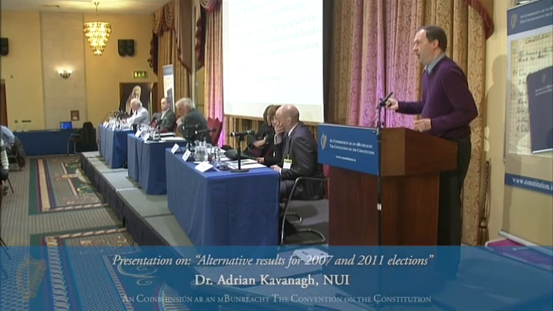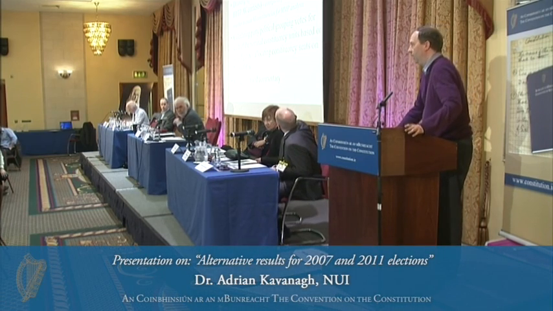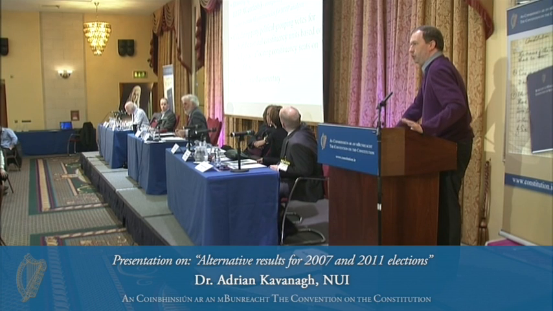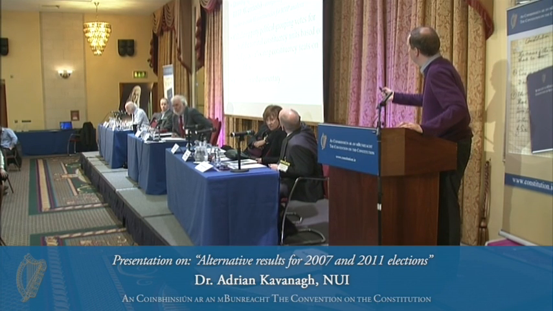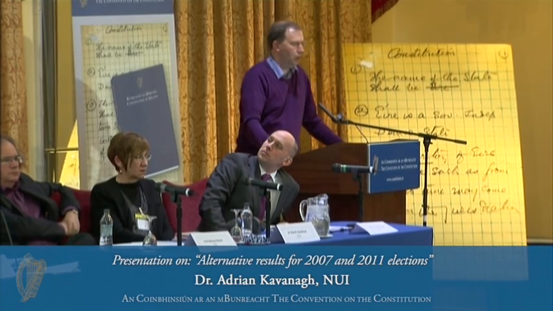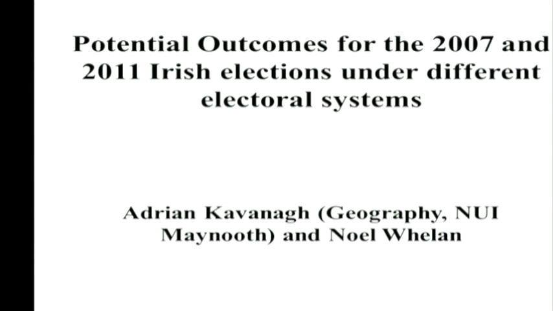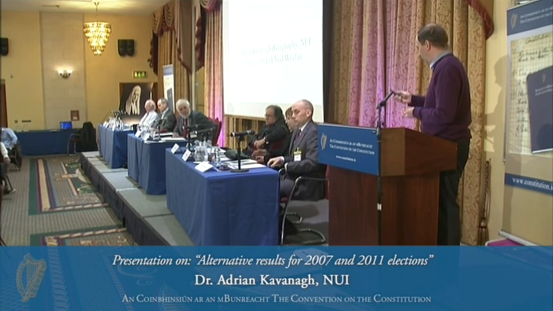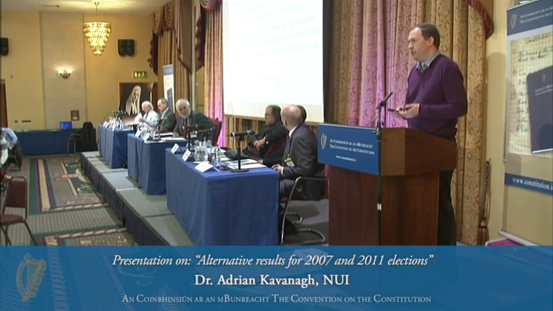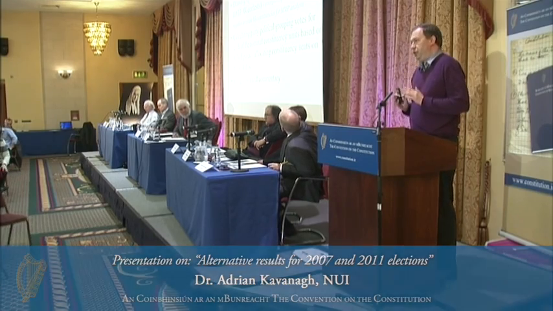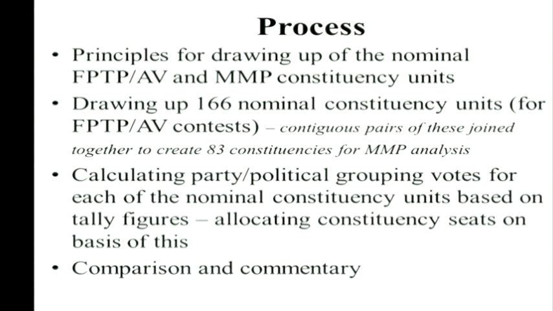Okay, right. This is a very, very quick presentation of the research done by myself and Noel Whelan, where we tried to work out what the result of the last two general elections would have been if different electoral systems had been put into place. All of this is based on recreating the last two elections, but running them under different types of electoral rules.